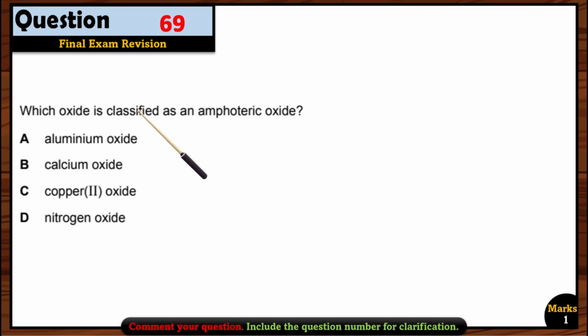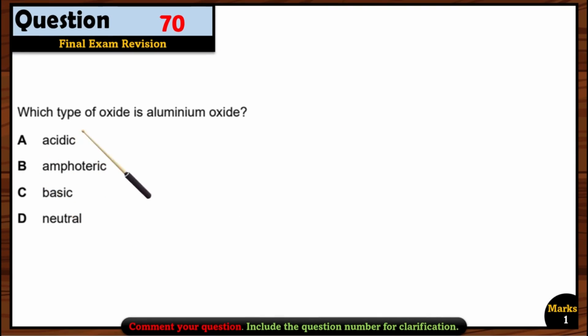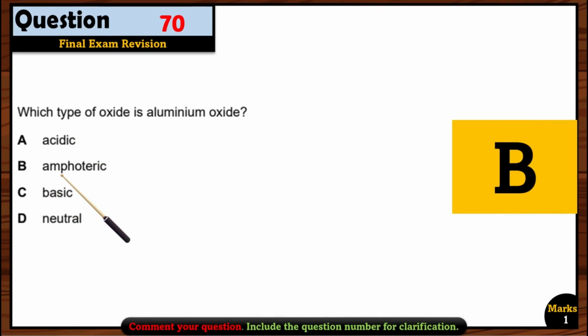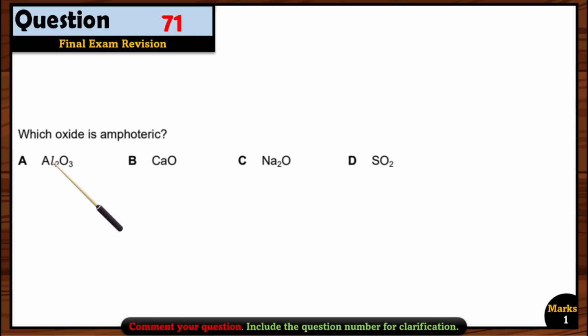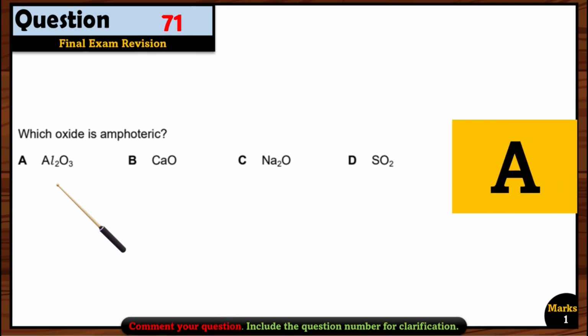Question 69. Which oxide is classified as amphoteric? Again, option A, aluminium oxide. Which type of oxide is aluminium oxide? Again, option B is right, amphoteric. Which oxide is amphoteric? Again, option A is right, aluminium oxide.